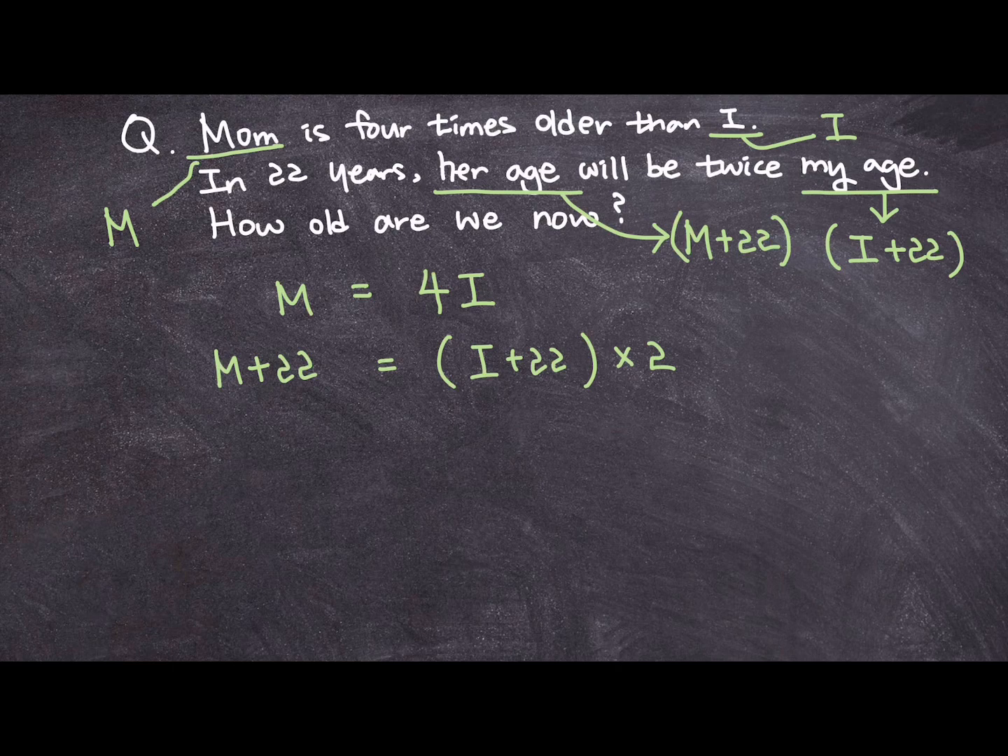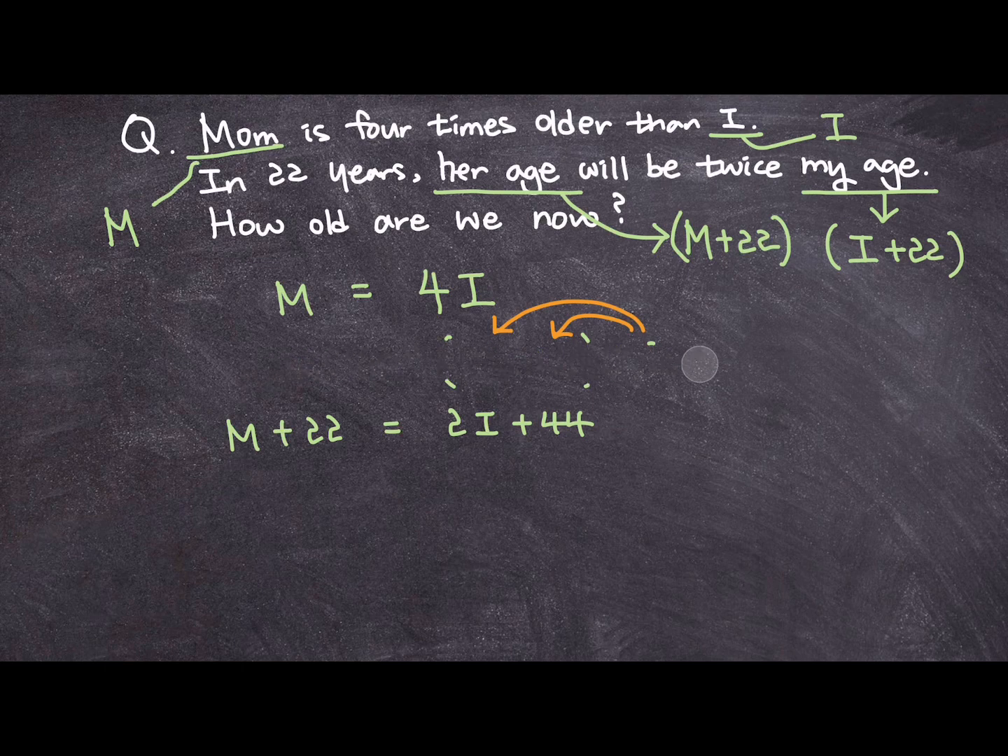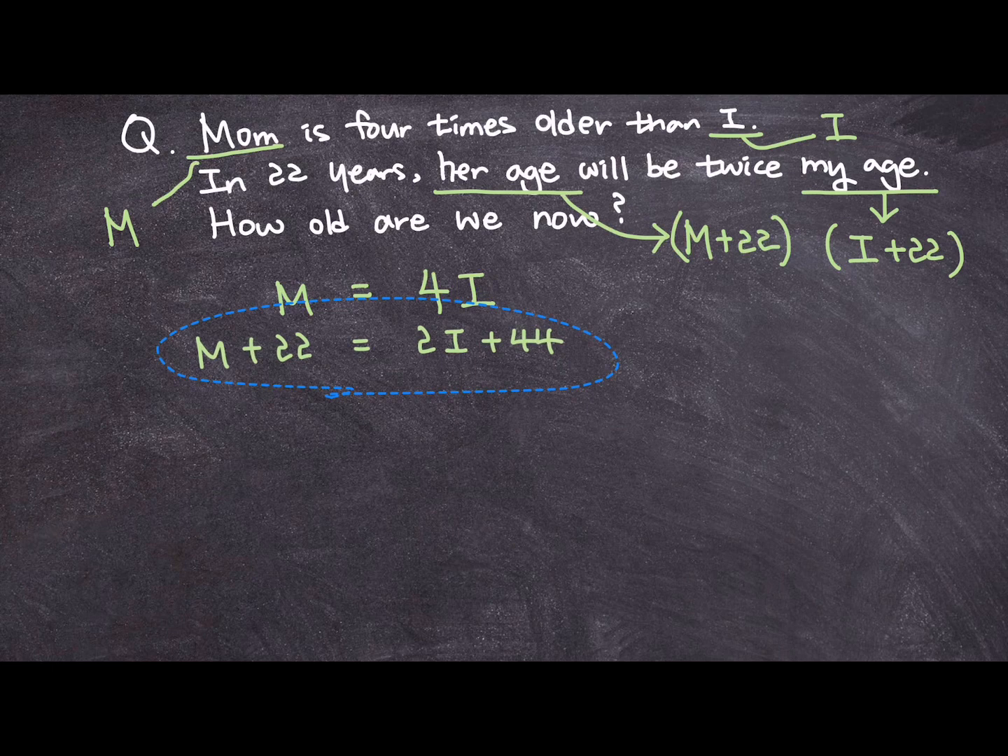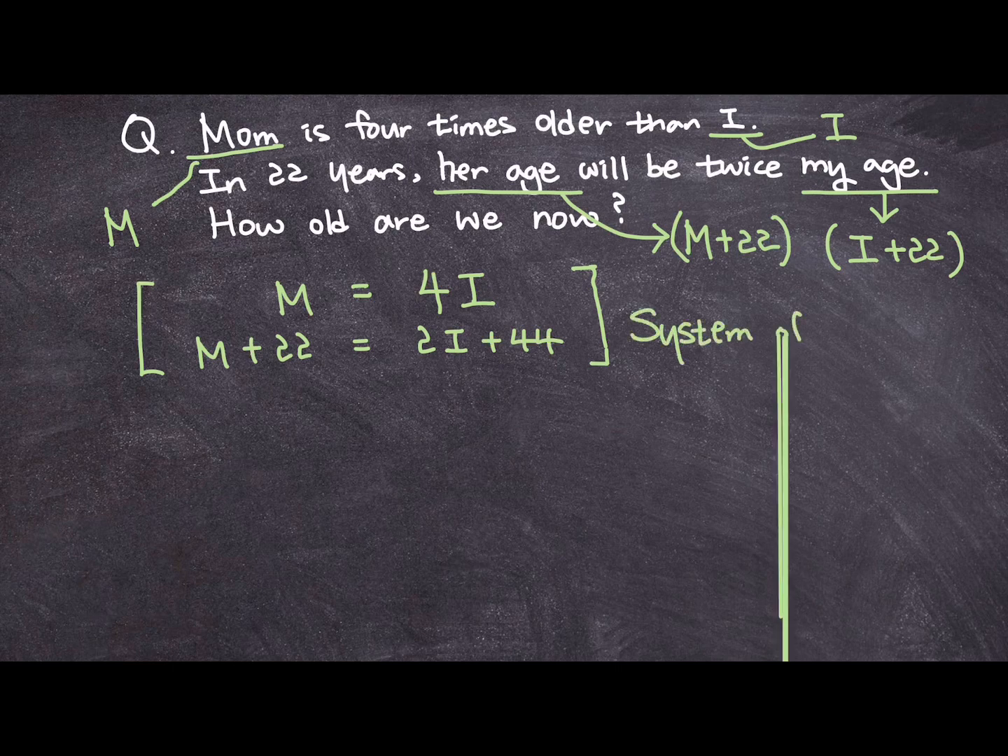In order to simplify that, I'm going to use the distributive property, and that's going to be M plus 22 is equal to 2i plus 44. So that's my new equation. I'm going to go ahead and erase this and put this up right here. So what I have right here is surprisingly a system of 2 equations.